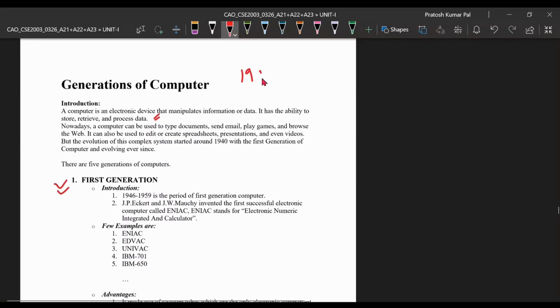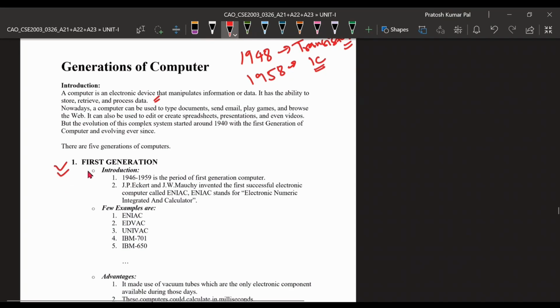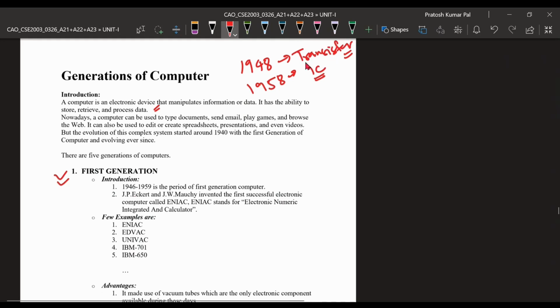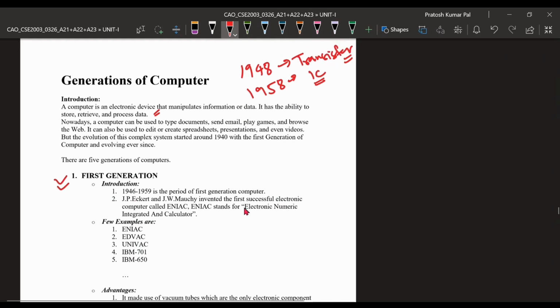In 1948, the first transistor was implemented. And in 1958, the IC was implemented. You can see from here that the first generation of computers was designed in 1946, that is, prior to the transistor. Prior to the transistor in the sense that it was going to use vacuum tubes.